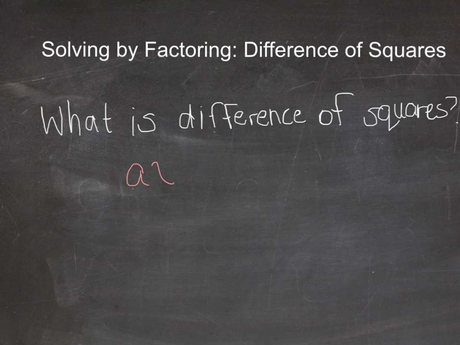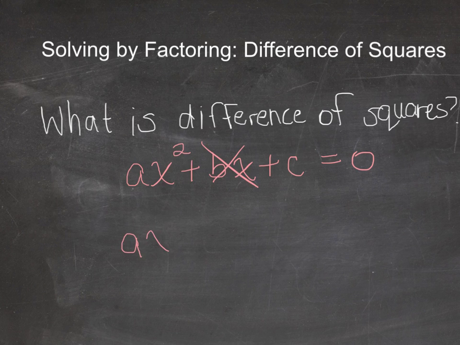If you remember, the general form for a quadratic equation is this, and let's set it equal to 0. With a difference of squares, we're not going to have this middle term, and we're going to have a difference, so a subtraction. A difference of squares will look something like this: ax squared minus c equals 0 as an equation, where a and c are perfect squares.